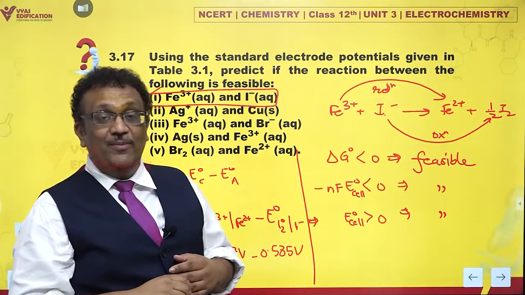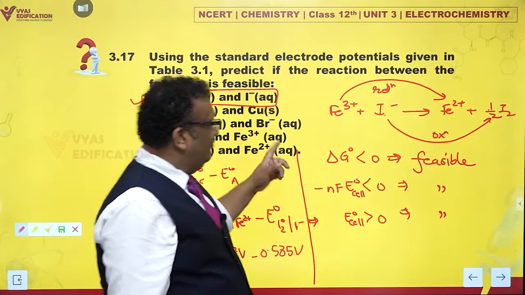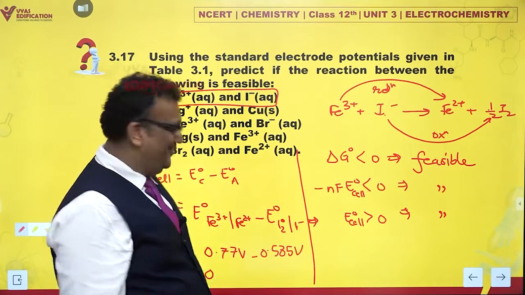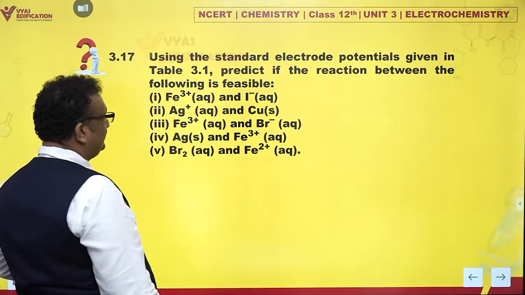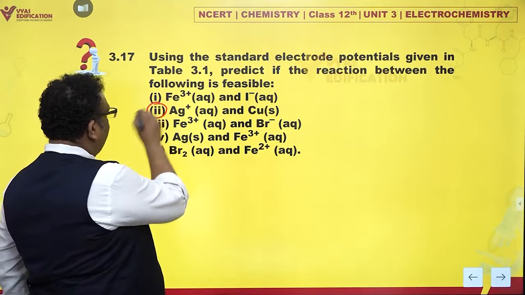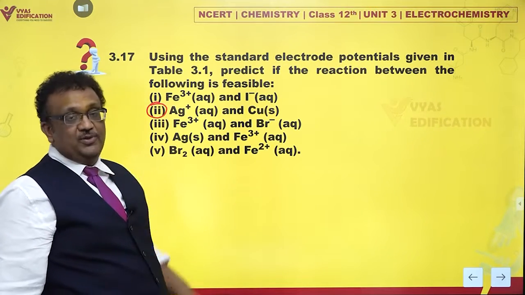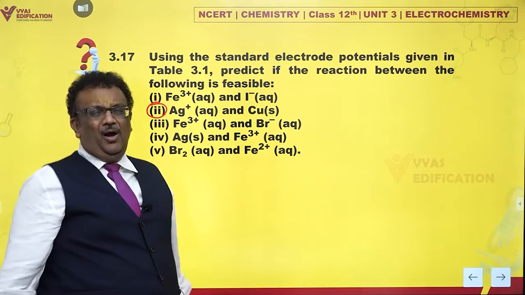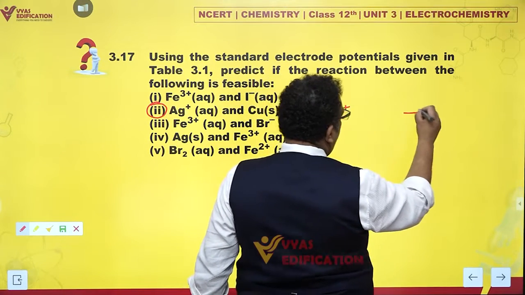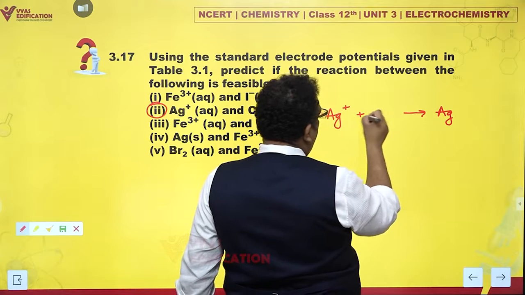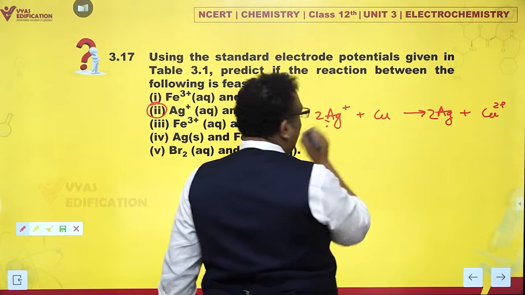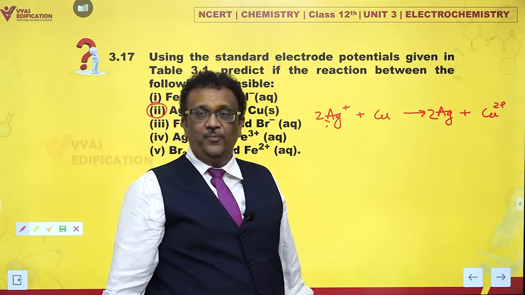Similarly, we can do all of them. Yes, the remaining also can be done with a very similar concept. Every time I will not repeat this, but this is the criteria, right? Let's do that. Ag plus, the second part now. Ag plus aqueous and copper solid. How could they react? Well, Ag plus would be reduced to Ag and copper would be oxidized to copper ions. Something like this.